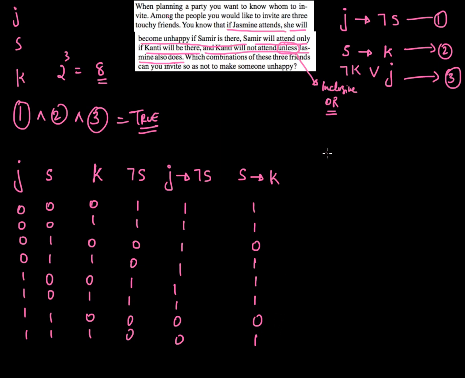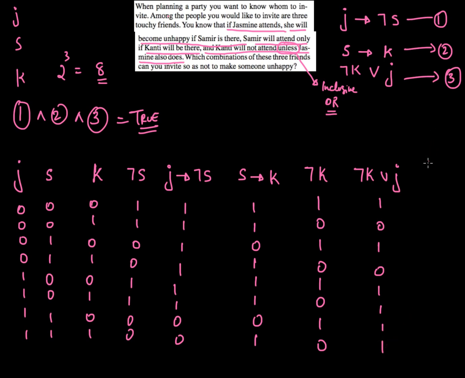Okay, and then finally I've got not K here, so let's get not K, so that becomes 1 0 1 0 1 0 1 0, and this is not K or J. So what is not K or J here? Not K is this piece here, J is over here, so I'm looking at this column and this column, doing an OR between them. So 0 and 1 gives you 1, 0 and 0 gives you 0, 0 and 1 gives you 1, 0 and 0 gives you 0, 1 and 1 gives you 1, 1, 1, and 1.